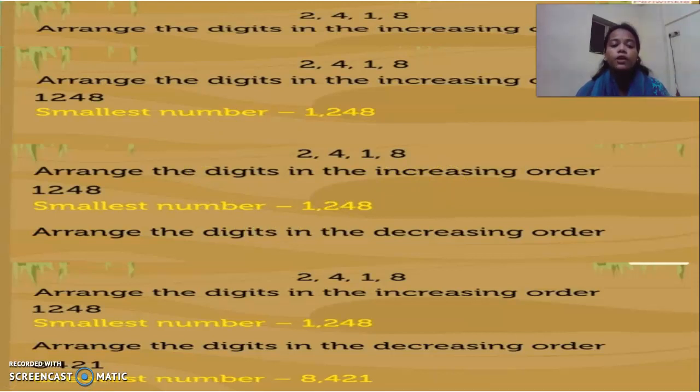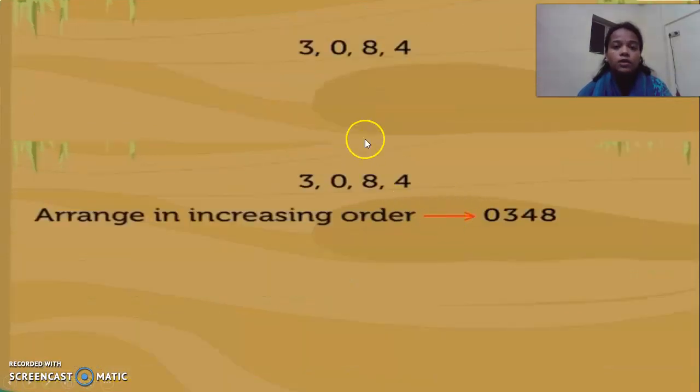Now to form greatest number using these digits, we arrange them in the descending order. So here we arrange the digits as 8, 4, 2, 1. Thus, we get the greatest number as 8421. Let us solve one more example to understand it in a better way. Look at the digits. The digits are 3084.